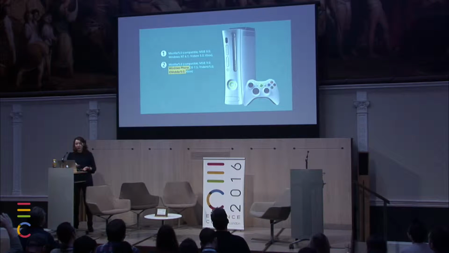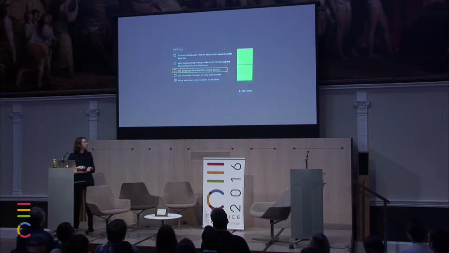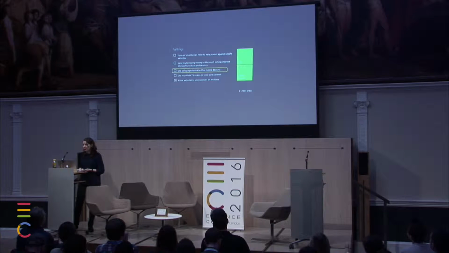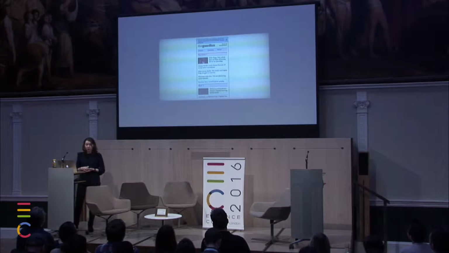The Xbox's browser has 2 user agent strings. So the second one is when it's pretending to be a mobile phone. So to switch between the 2 strings, you check this box on the browser settings to make the console pretend it's a phone. And if sites have a mobile version, they display like this.